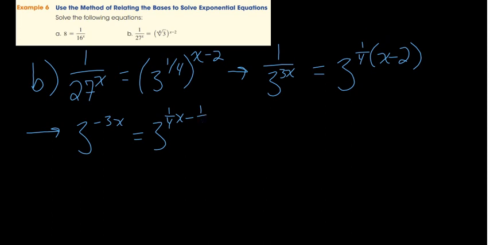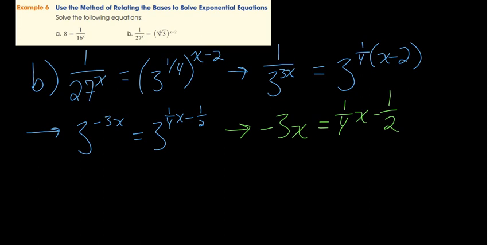All right, perfect. So now we have our equation. The bases are the same. Both bases are 3. So all we have to do from here is equate my exponents. So let's go ahead and do that. We're going to have a negative 3x is equal to a 1/4 x minus 1/2.